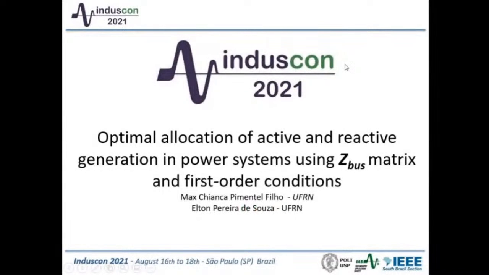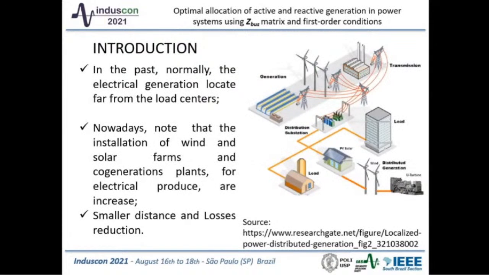I'd like to present this paper named Optimal Allocation of Active and Reactive Generation in Power System Using Z-Bus Metrics and First Order Conditions. This paper was written by me, Max Schenck-Metel Filho, and Elton Pereira de Souza. In the past, electrical generation was normally located far from the load center. Nowadays, with wind and solar farms and cogeneration plants, these units are located near the load center, giving a smaller distance and a loss reduction.